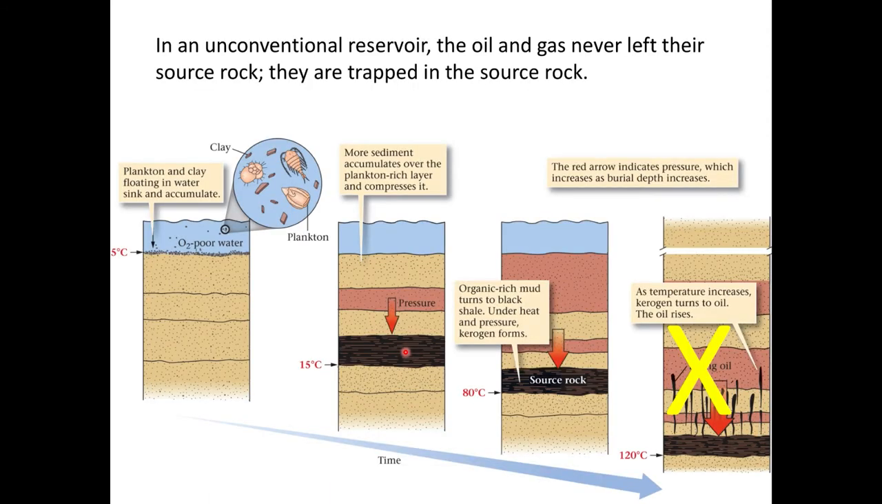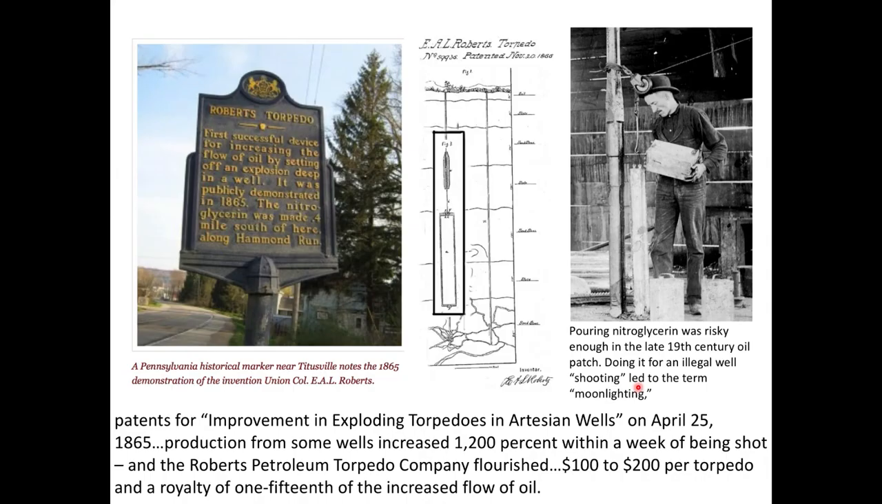So this is an image you've seen before, and remember that in conventional reservoirs, the oil and natural gas are in a high porosity, high permeability environment and easily flow or ascend. Unconventional reservoirs, that does not happen. So how do you actually extract the oil and natural gas? Well, following the United States Civil War in the 1860s, here's a plaque commemorating what's called Robert's Torpedo, was the first successful attempt at what we now call fracking.